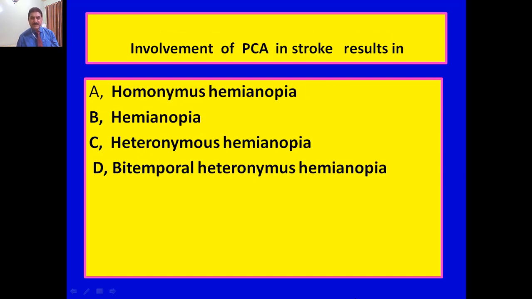Our next question is, involvement of the posterior cerebral artery in stroke results in homonymous hemianopia, hemianopia, heteronymous hemianopia, bitemporal hemianopia. The correct option is homonymous hemianopia. The calcarine artery, being a branch of the posterior cerebral artery, supplies the occipital cortex, so its involvement causes homonymous hemianopia.